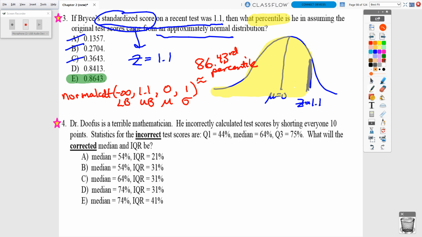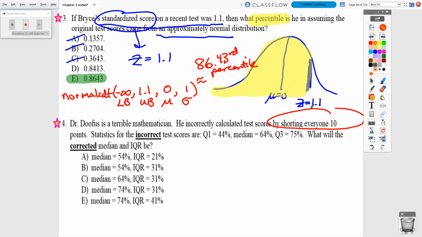All right, number 4, Dr. Doofus, terrible mathematician. He incorrectly calculated test scores by shorting everyone 10 points. How dare he? Statistics for the incorrect test scores are Q1 at 44%, median at 64%, Q3 at 75%. What will the corrected median and IQR be?